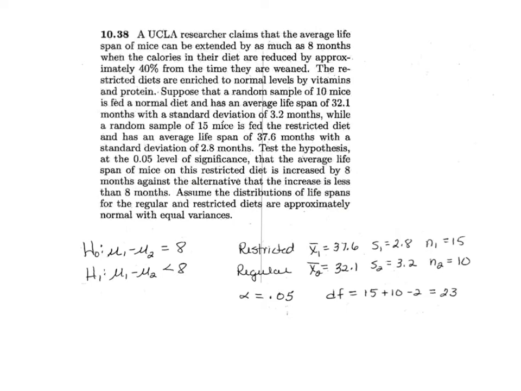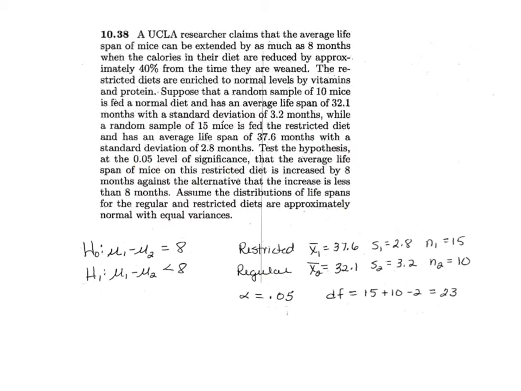Looking at the other diet, the normal diet, I call it the regular diet, has an average lifespan of 32.1, a standard deviation of 3.2, and a sample size of 10. So we have x bar 2 equaling 32.1, S2 equaling 3.2, and n2 equaling 10. We have a cutoff value, right?